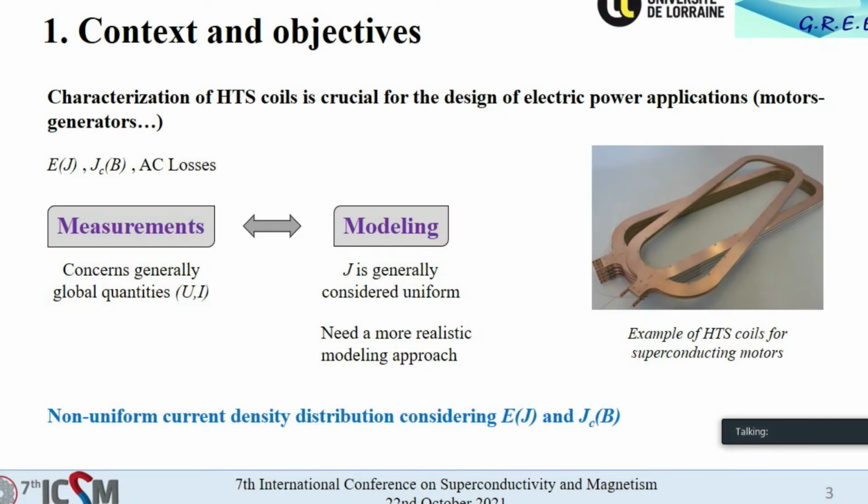The experimental measurement generally concerns global quantities such as the current and the voltage across the superconductor, while the modeling concerns the local effects. So in DC characterization of HTS coils, the current density is generally considered uniformly distributed in the coil cross-section. However, this is not realistic due to the dependence of the critical current density on the magnetic field. So in this work, a more realistic modeling approach is proposed with non-uniform current density and electric field distribution inside the coil cross-section, considering the E of J characteristic and the Jc of B dependency.